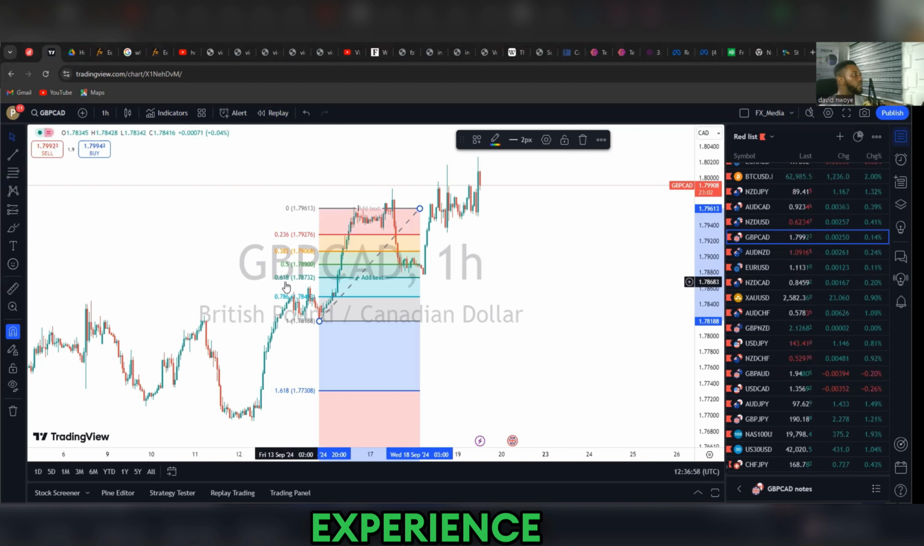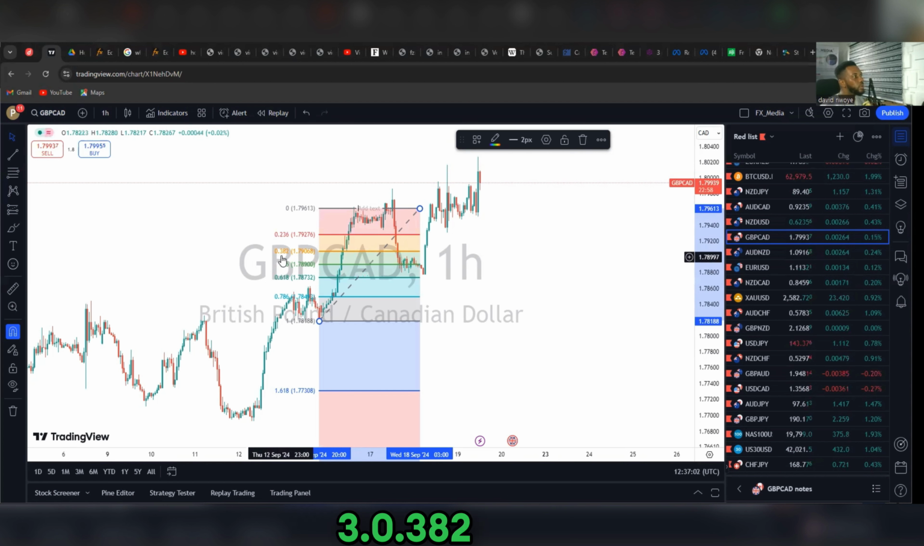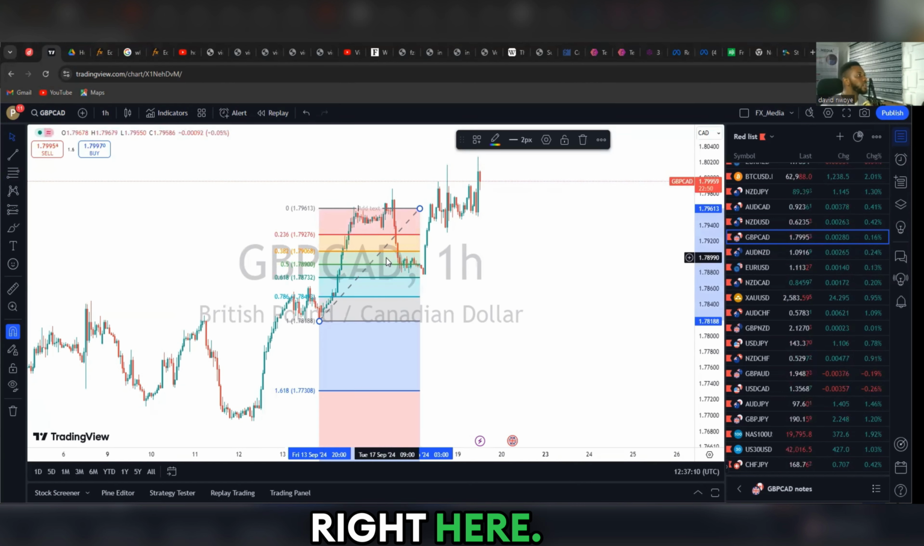So based on my experience in trading the financial market, I got to realize that 0.382 is also part of the retracement zones. All right, so here are the lines right here. Let's look at where the market pulled back to. Now the market pulled back to the region of 0.5, as you can see.